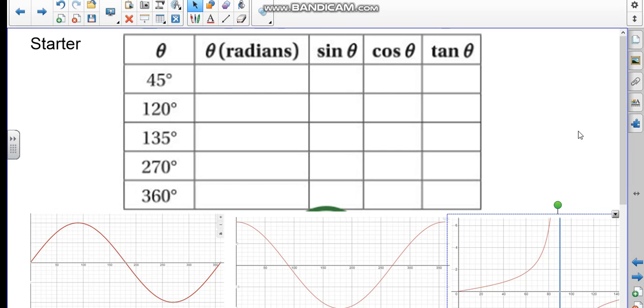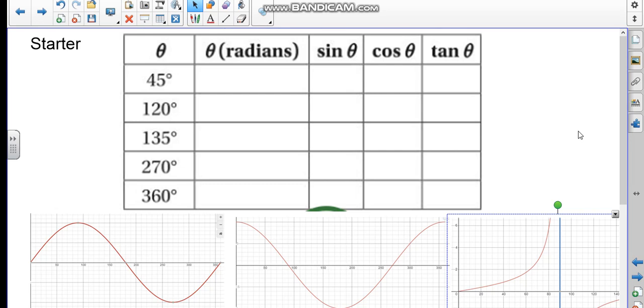Then last week we looked at inverse trig functions, and I asked you to have a go at exercise 3.1 on page 264. Any issues with any of those, please email me and I will do my best to help you. Okay, so what we're going to look at to start with is this starter here, which is just going over some of what we've done already.